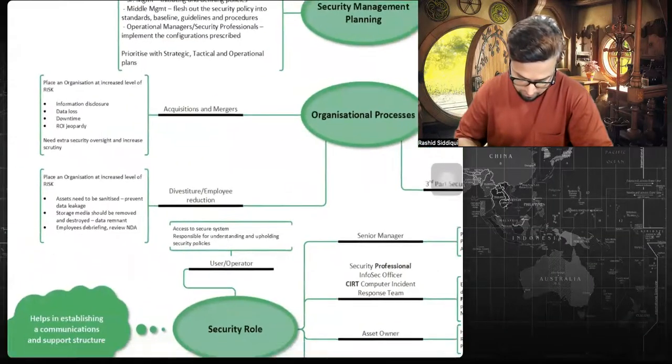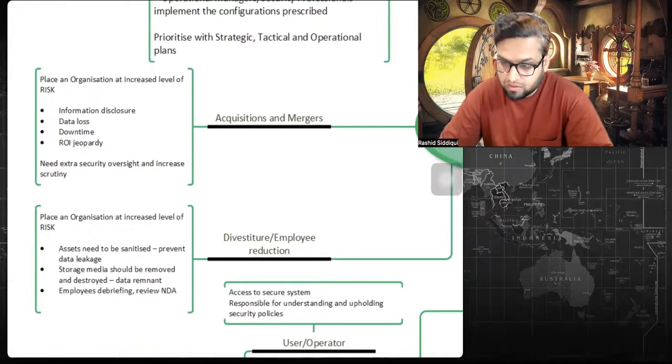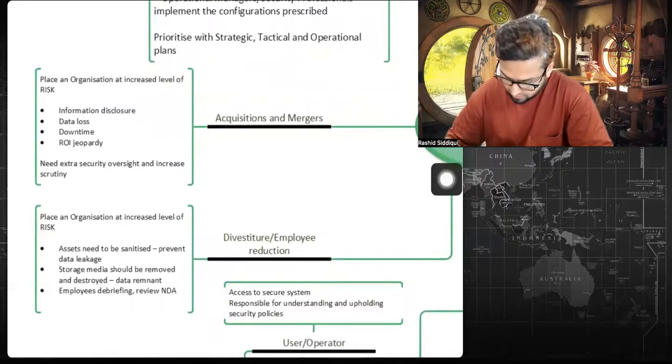Now, what happens when we do acquisition and merger? Basically, when we have acquisition and merger, it places an organization at an increased level of risk. And we can make sense of this statement, because when we are merging two companies, there are chances that the information of either company could be disclosed. So information disclosure is a concern.